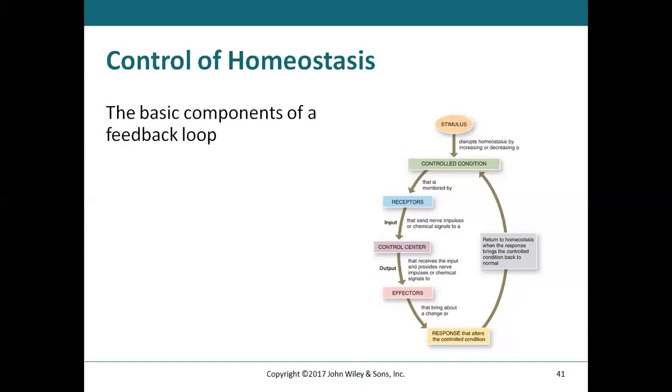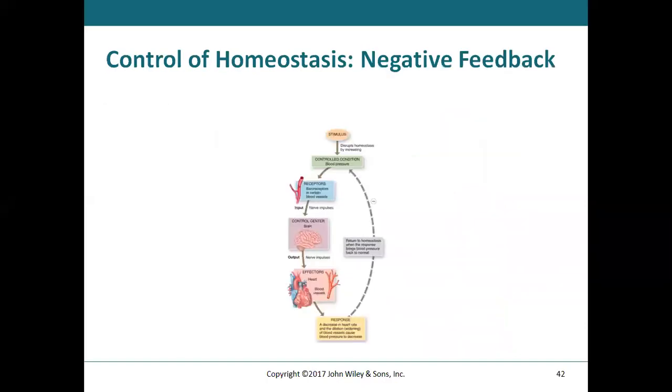So we're going to talk about the two different types of feedback, both positive and negative. In the case of negative feedback, the example you can see here is you're going to have a controlled condition, something like blood pressure. The receptors that detect changes in blood pressure would be the baroreceptors in blood vessels. It's going to lead to nerve impulses that get sent to the control center. Again, the brain, in most instances, is going to be the control center. The output is going to be nerve impulses that alter things like the effectors and receptors expressed on the heart and blood vessels.